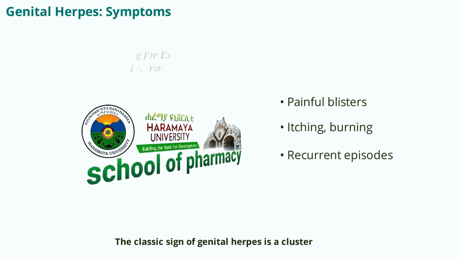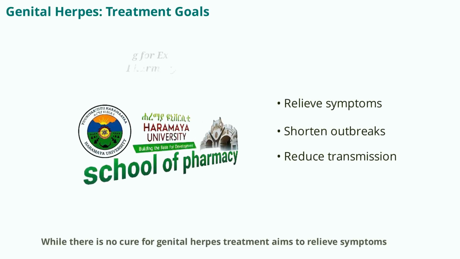The classic sign of genital herpes is a cluster of painful blisters or vesicles on a red base. Other symptoms include itching, burning, tingling, lumps in the groin, pain during urination, pain during intercourse, and increased urinary frequency. These symptoms can be distressing and may recur over time, as the virus remains dormant in nerve cells and can reactivate periodically. While there is no cure for genital herpes, treatment aims to relieve symptoms, shorten the duration of outbreaks, prevent complications, and reduce transmission.